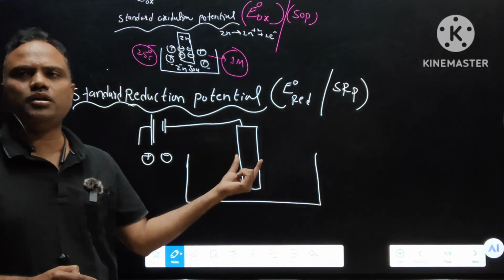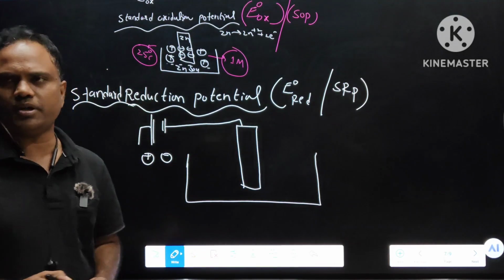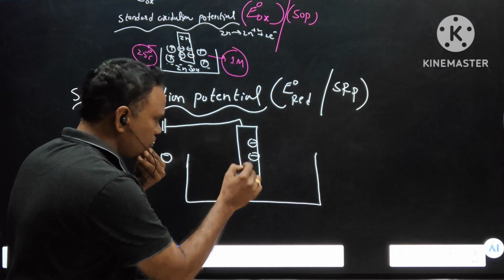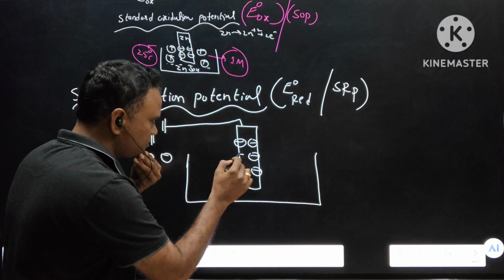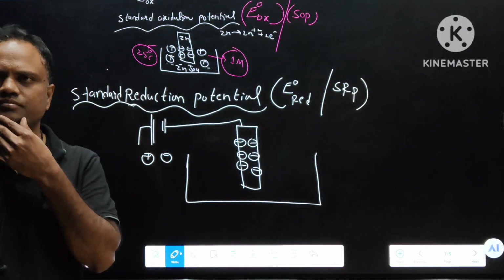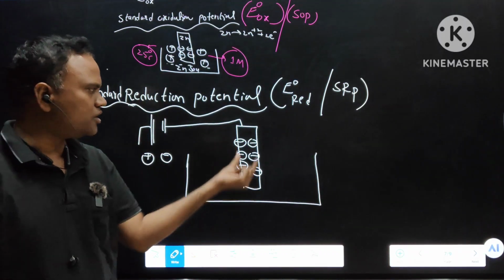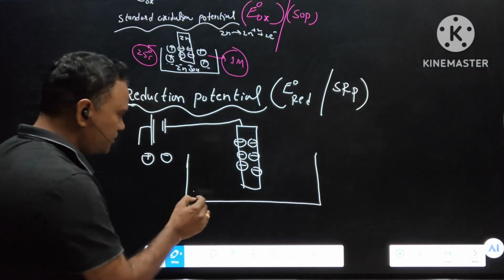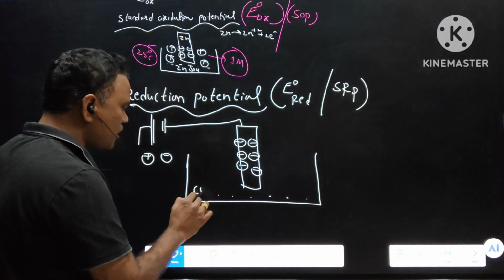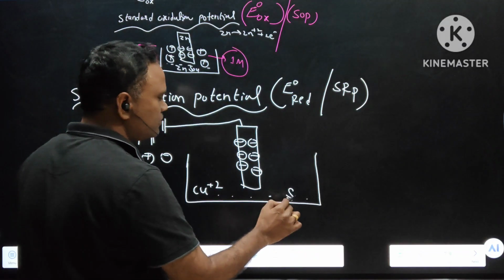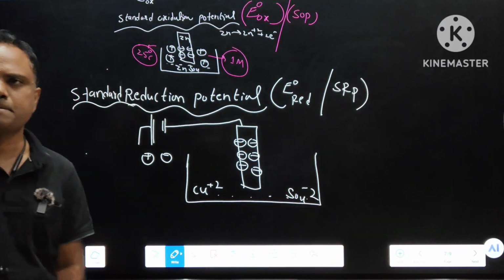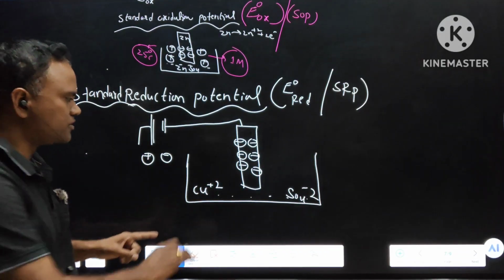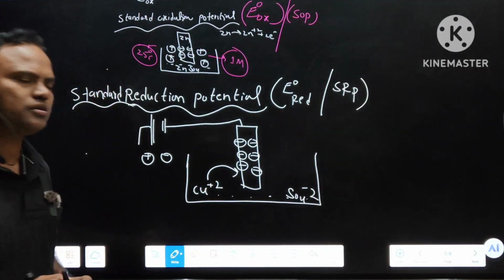I am connecting this electrode to the negative terminal of the battery. Then this electrode is coated with electrons. Why is this rod connected to the negative terminal of the battery? And I am taking copper sulfate solution, Cu2+ and SO4 2-. Then what happens in this case? Reduction takes place.